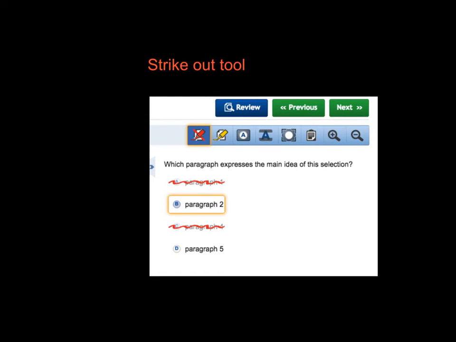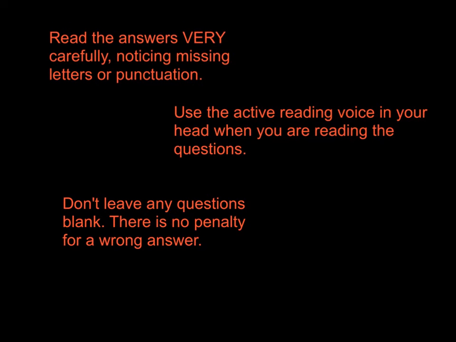Another great multiple choice strategy is to use the strikeout tool to eliminate answers which you're certain are not the correct answer. The strikeout tool can also be found at the top of your test. Remember to read the answers very carefully, looking for missing letters or missing punctuation. Also, you need to remember to use the active reading voice in your head when you're reading the questions, not just when you're reading the text.